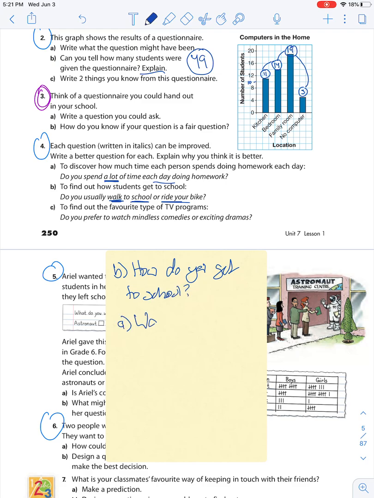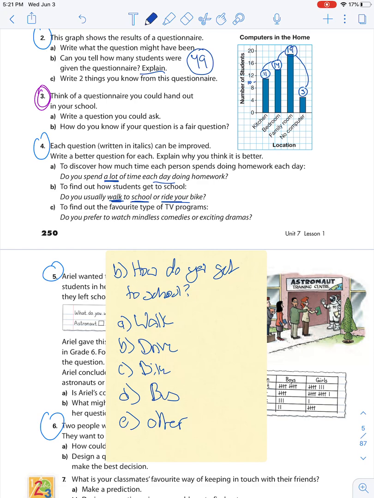How do you get to school? And then we'd have to provide a few options. Walk, drive, bike, maybe we want to say bus, and then you'd have to have other. Helicopter, horse, I don't know.